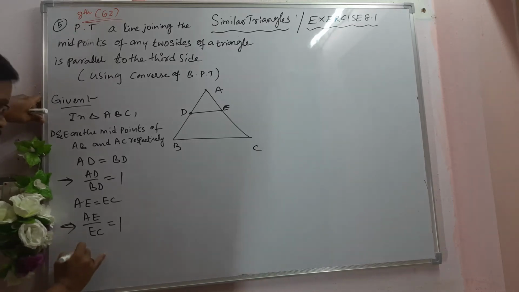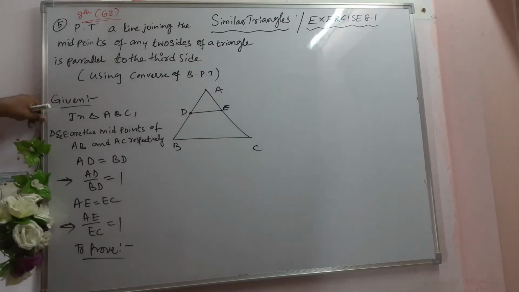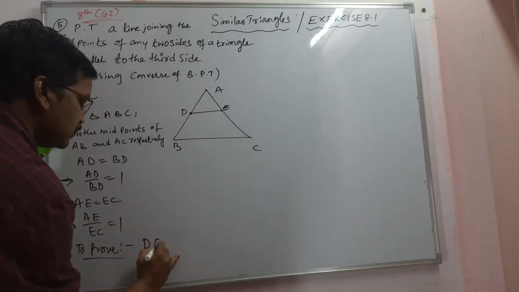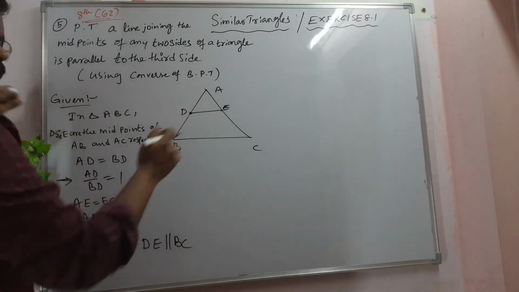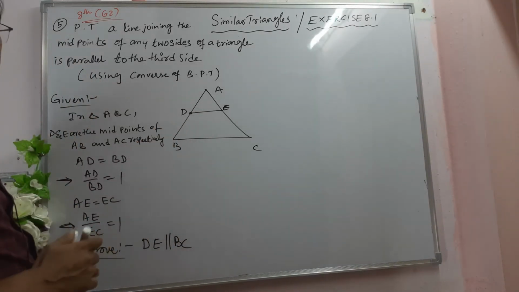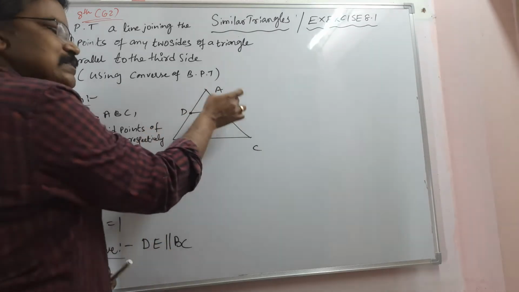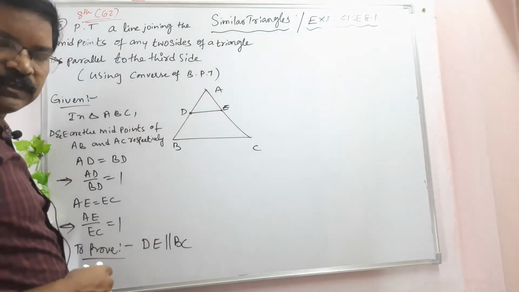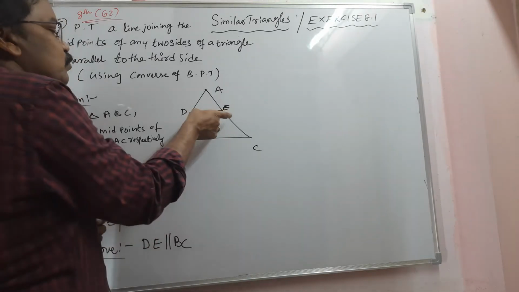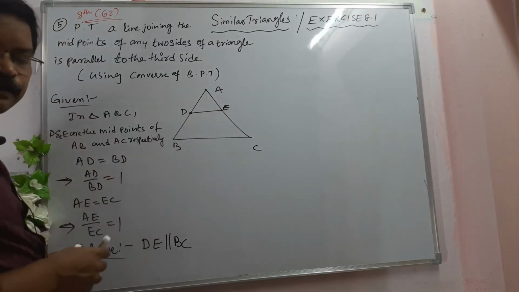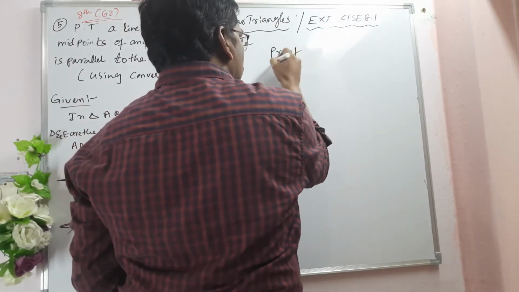Right. So what is to be proved here? To prove this DE is parallel to BC. That is to be proved. Understand? It's very, very simple. Here D is the midpoint and E is the midpoint of AB and AC respectively. Therefore, this line is parallel to BC. We should prove that this line is parallel to BC. Okay. I will write the proof. Only 2 or 3 steps.